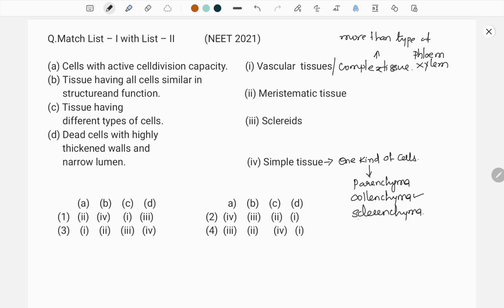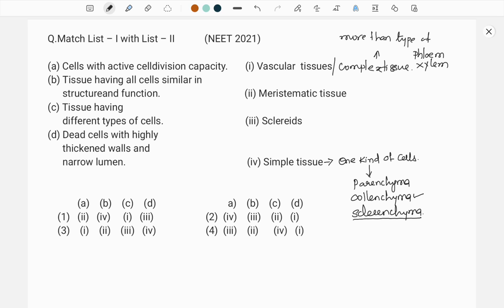And sclerenchyma is a dead mechanical tissue. Dead mechanical tissue in the sense that only the cell wall is present; there is no protoplasm. Cytoplasm, nucleus, and cell organelles are all absent. Instead, a narrow lumen is present. It provides hardness and rigidity to different parts of the plant.